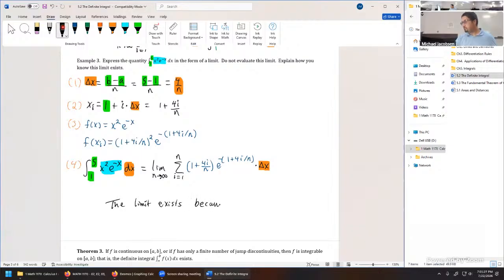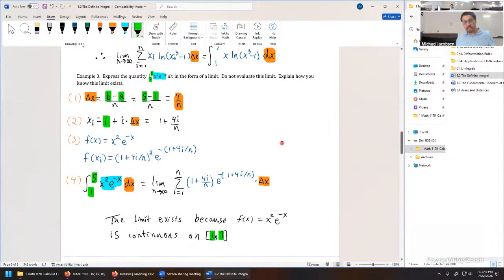because f of x, which is x squared e to the power negative x, is continuous on 1, 7, the closed interval for which the whole function was defined on. So there is absolutely an area on this that we can compute, but we just need to find ways to actually make this integral happen. It can be done by hand, and we're going to do it without actually doing the limit itself.